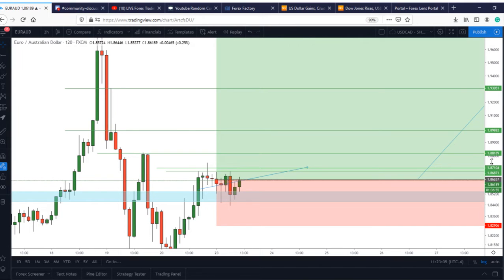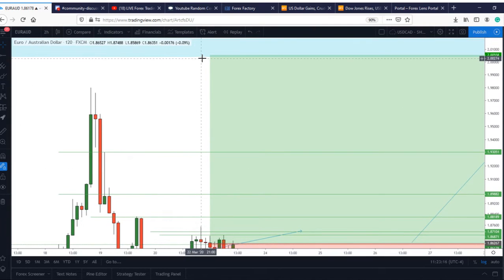The next one's going to be an intraday take profit again at 1.88182. The next one will be 1.89882. That's a swing. And then the next one, 1.93051. That's a swing. And then finally, all the way up to here at 2.000.